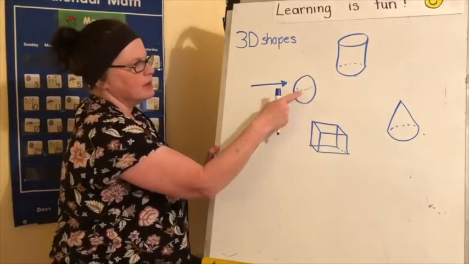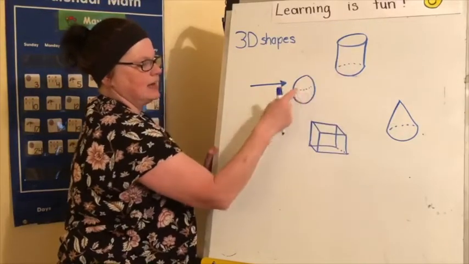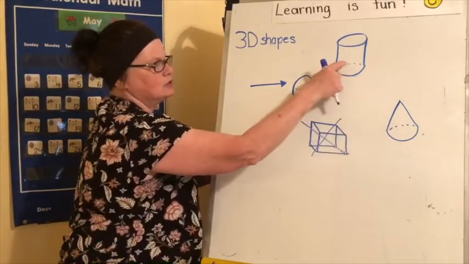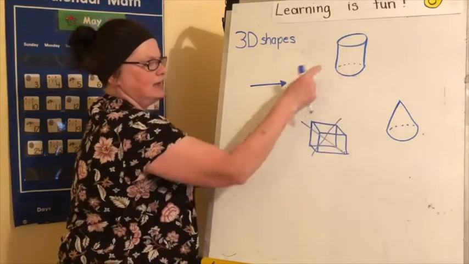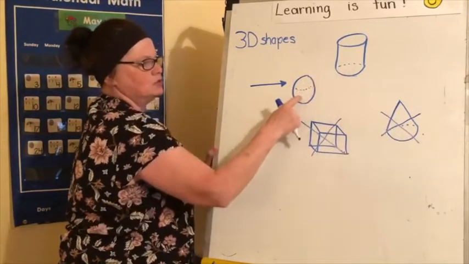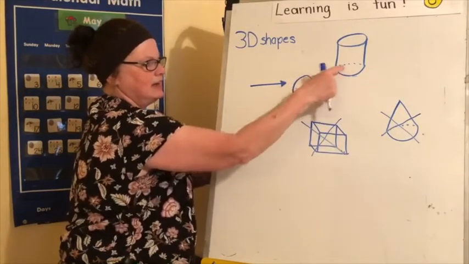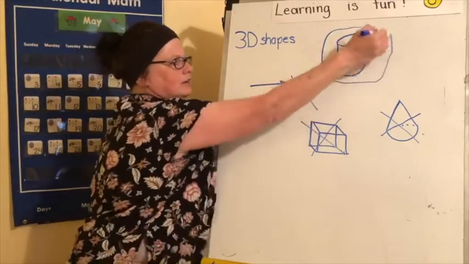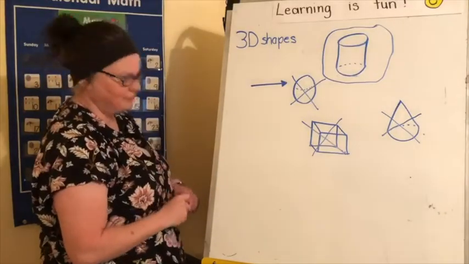Here we go. 10, 20, 30, 40, 50, 60, 70, 80, 90, 100. Make sure you're counting with me. 10, 20, 30, 40, 50, 60, 70, 80, 90, 100. Which one is left? Our cylinder. Is that the one you predicted would be left?